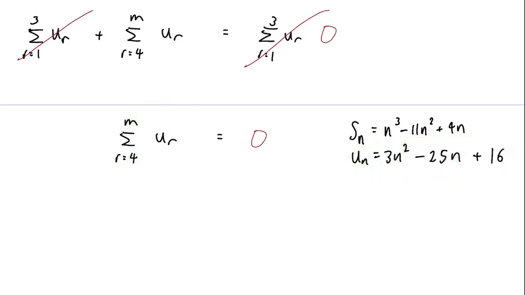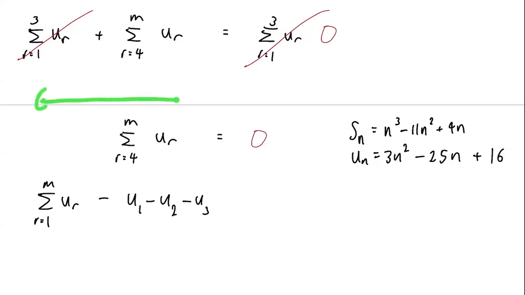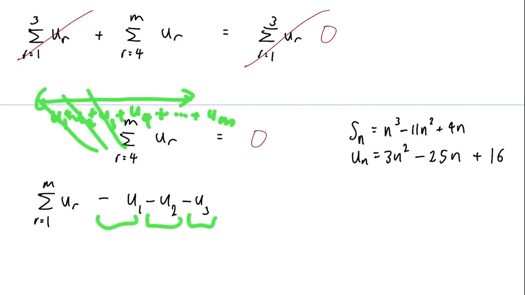So what we should realize instead is that we can actually split this up into summation of ur from r equals 1 to m, then subtract away u1, subtract away u2, subtract away u3. Right or not? You can split this up as the summation from 1 to m, including u1, u2, u3, and u4 all the way to dot, dot, dot, to um. Then you take away the u1, u2, and u3. How do you take it away? By subtracting the u1, u2, and u3.